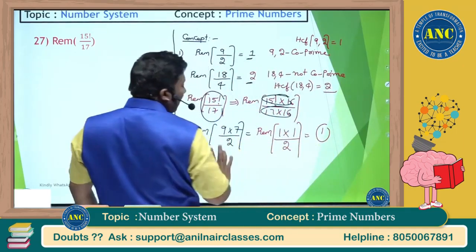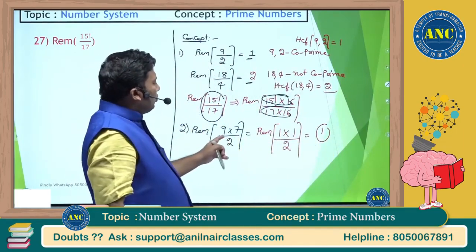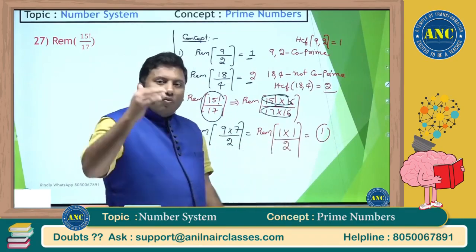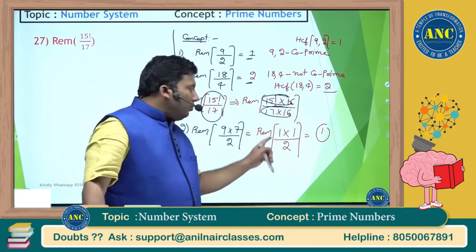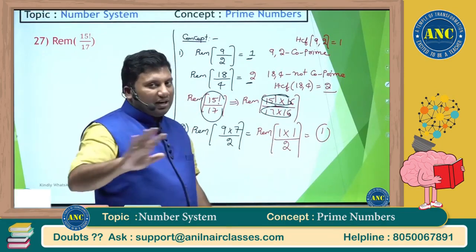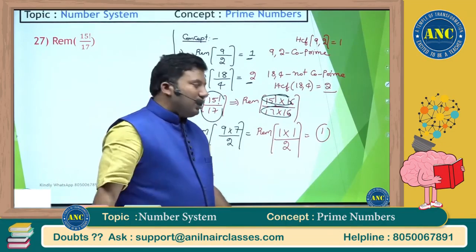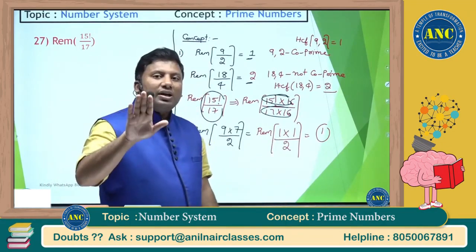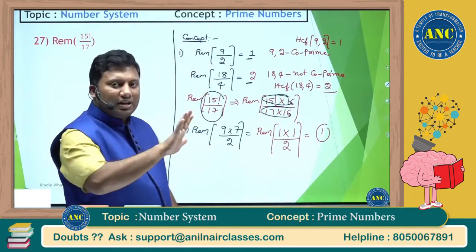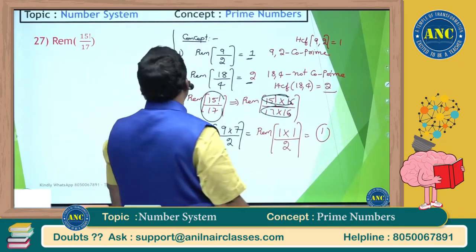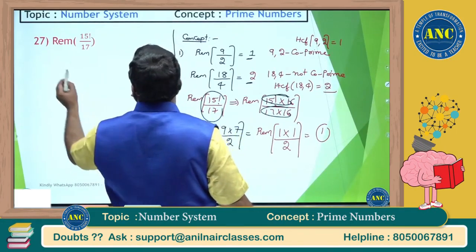1 divided by 2, the numerator is less than the denominator. Even if you further divide by 2, the answer will not change. As long as the numerator value is less than the denominator, the remainder does not change. Now see this.